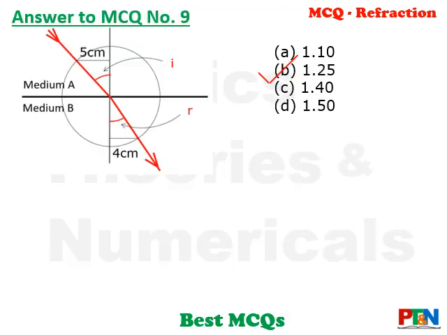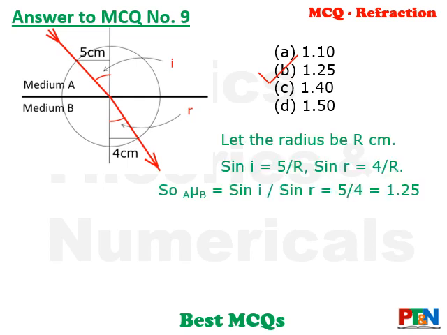The answer is 1.25. Now, refractive index is sin I by sin R. If you assume the radius of the circle is R, in that case sin I is 5 by R and sin R is 4 by R. So you take the ratio, you get A mu B as 5 by 4, that is 1.25.